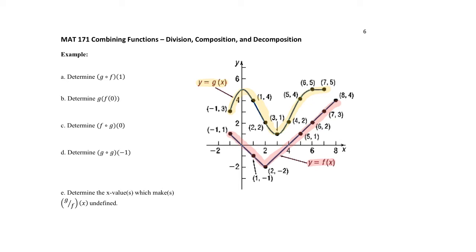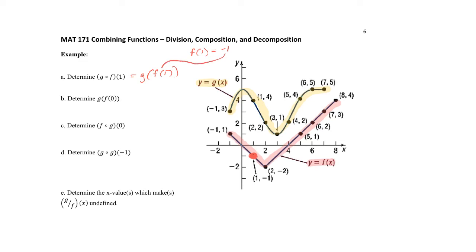And to do that, what we're going to do is we're going to use the points on the graph. Okay, so let's work through one of these and see how this works. So for the first one, g composed with f of 1. Well, that's the same as g of f of 1. So what that means is we need to find what f of 1 is. So off to the side, I'm going to find f of 1. So remember f is the red graph. F of 1 is this point here. 1, negative 1.